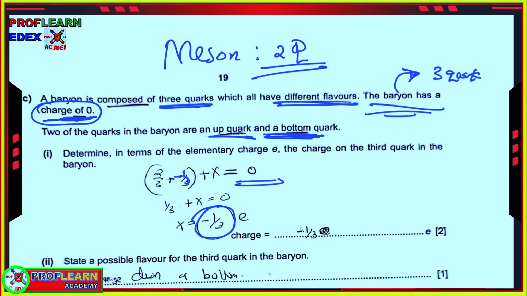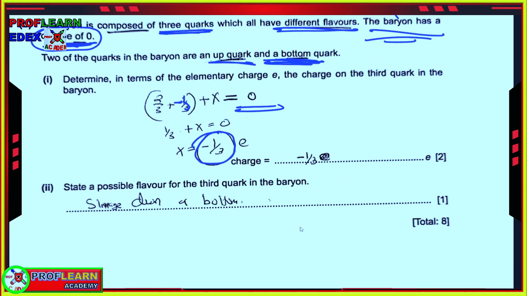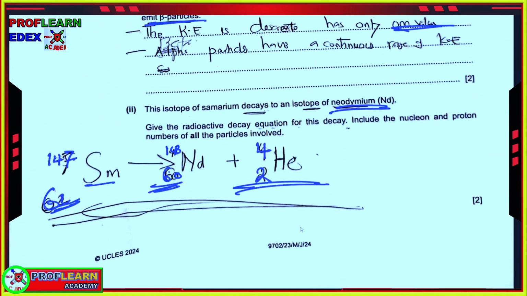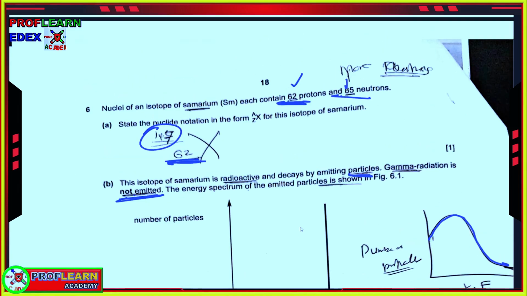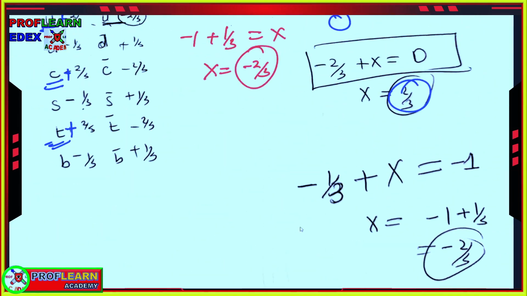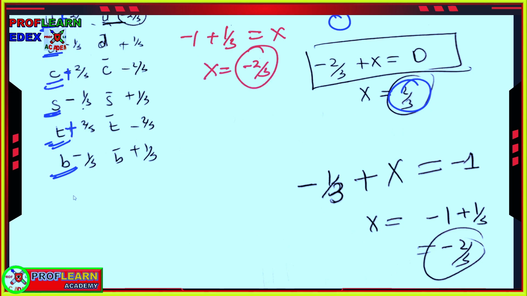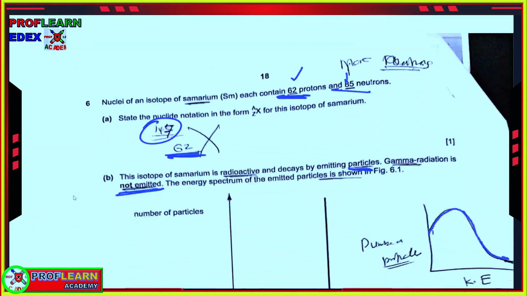And if we are supposed to state the flavor of that third quark, in that case the flavor could be what? Let me just take you back to the list that I enlisted here. It's -1/3, so it could be a down quark, it could be a strange quark, or it could be a bottom quark. So that is exactly what we are going to do in that particular question.